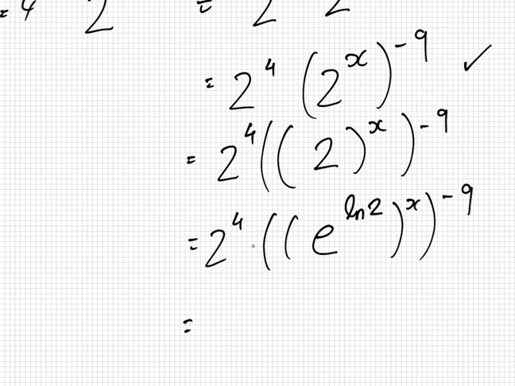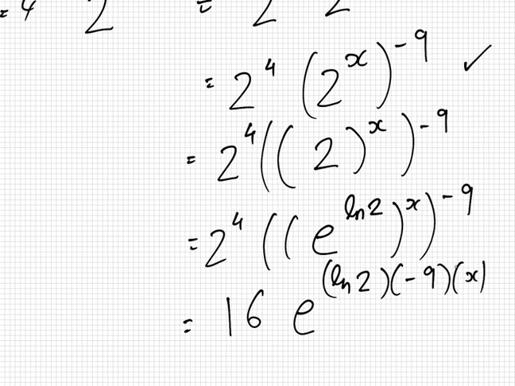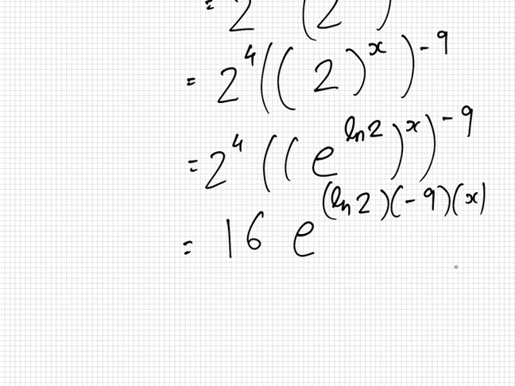Now, all I need to do to finish is put these all back together. So when you have powers like this, how do they combine? They multiply. And what's 2 power 4? 2, 4, 8, 16. So this is 16 e power log 2 multiply minus 9 multiply x. So I'll just type in log 2 multiply 9 and I have my answer. The answer is 16 e power minus 6.24x.